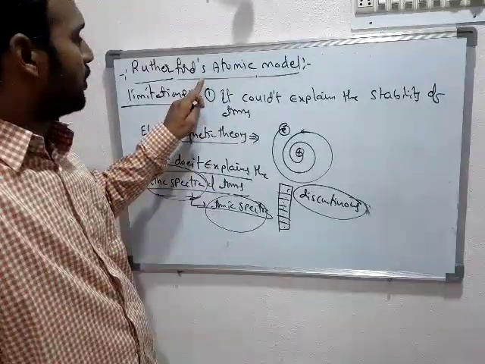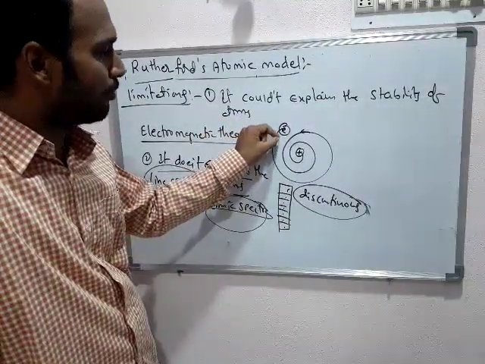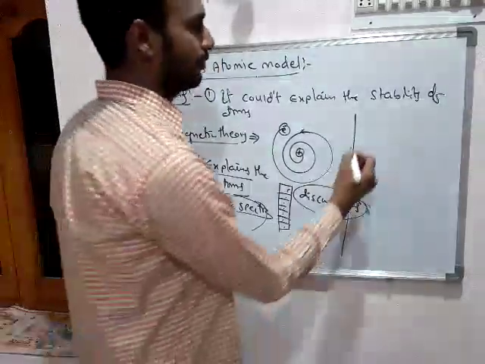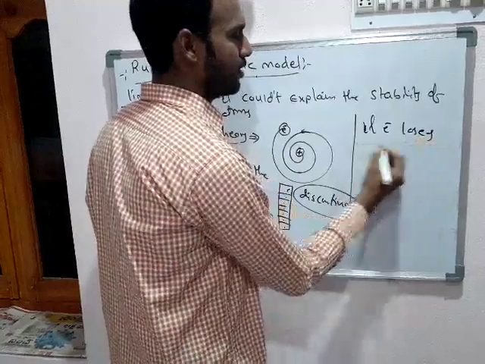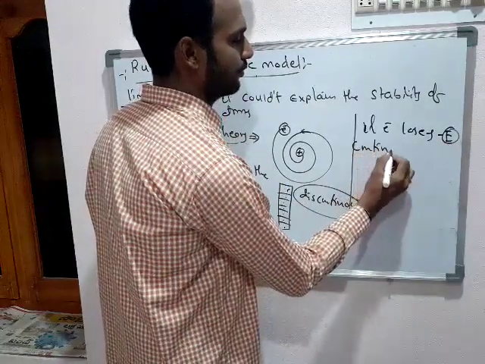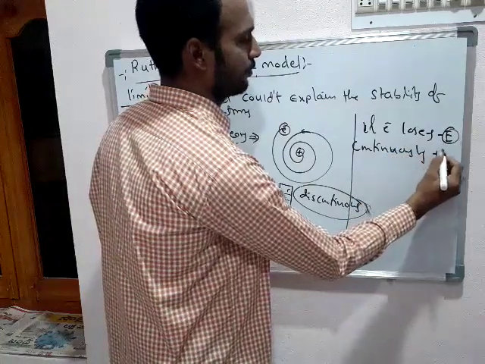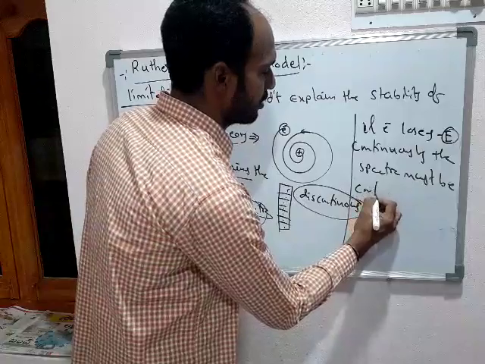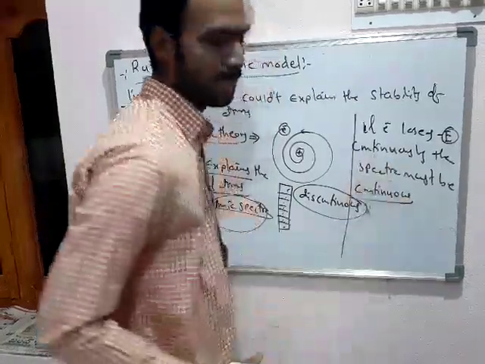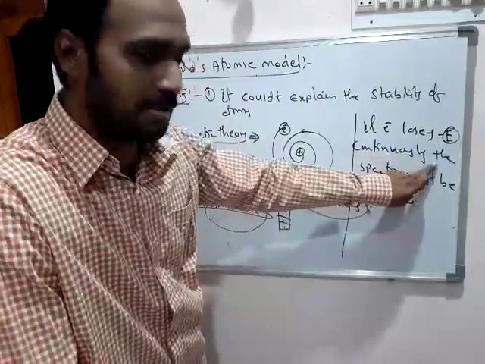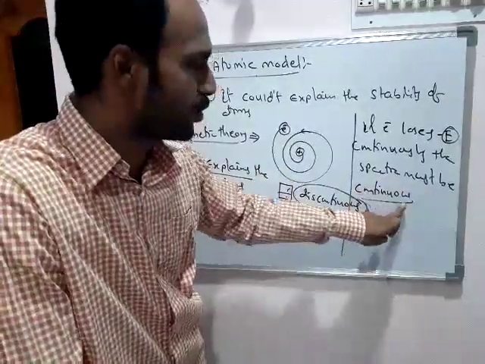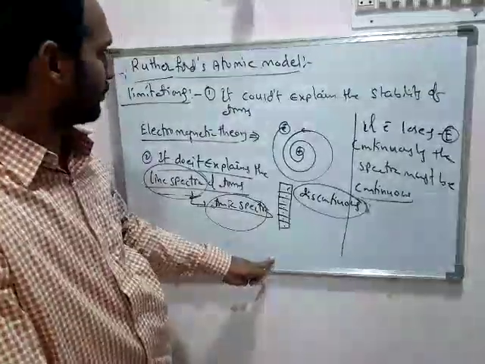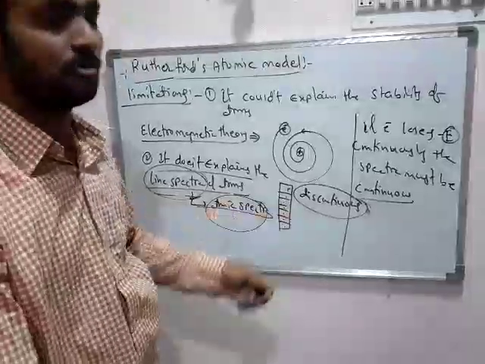But if you follow the Rutherford atomic model, the electron slowly loses its energy continuously. If the electron loses its energy continuously, according to Rutherford, the spectrum must be continuous. But practically it is observed that the spectra of atoms is always a discontinuous spectra. Means Rutherford's assumptions cannot explain the line spectra of atoms.